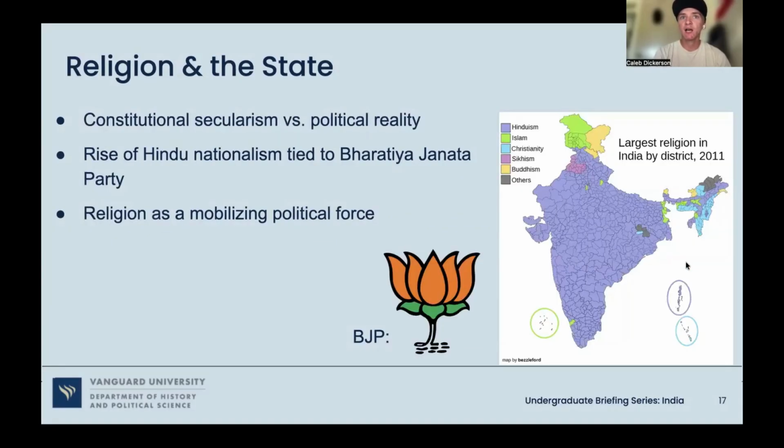So, religion in the state. Formally, India is a secular state, so the government is not supposed to favor any religion. That is written directly into the constitution. It's meant to assure equality. But in practice, religion plays a major role.